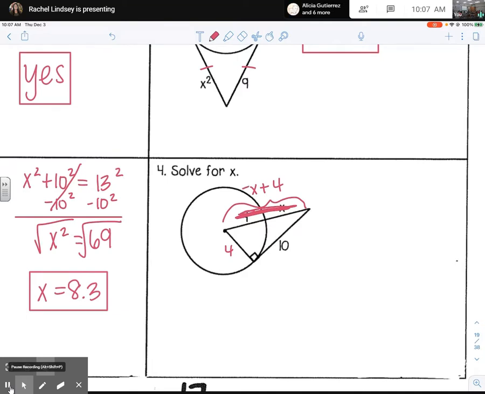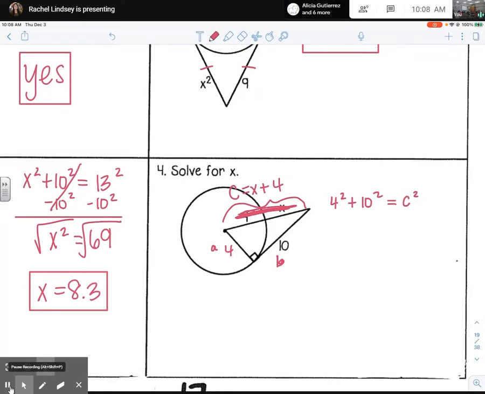So I'm going to say that this thing equals C, and I'm going to call this A and this B. So I'm going to have 4 squared plus 10 squared equals, and you could put in x plus 4 squared, but if you do that, you're going to have to end up squaring a binomial, and then you're going to have to factor, which I don't really want to do. So I'm just going to leave that whole thing as C squared.